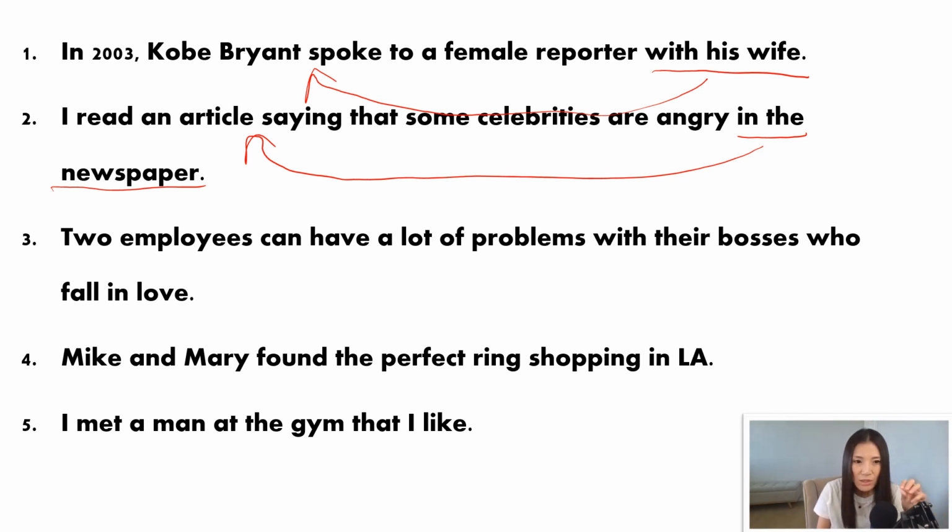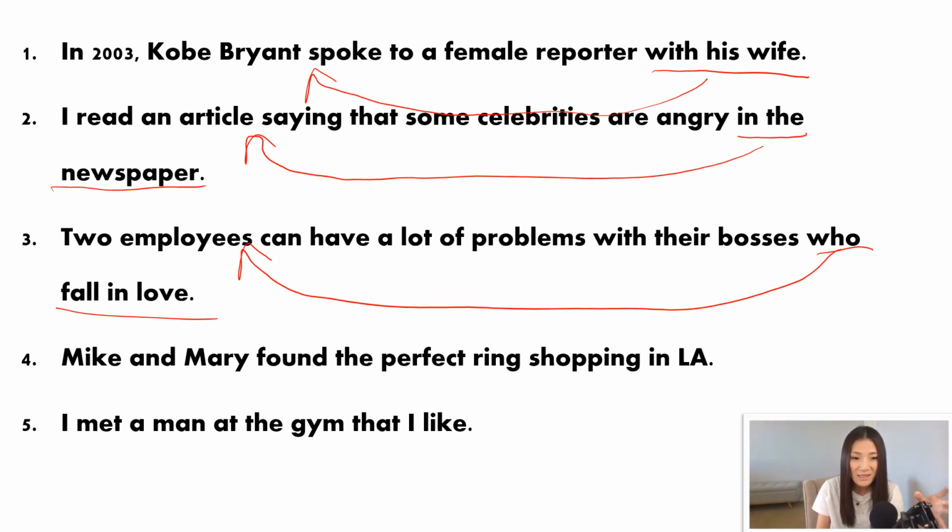Number 3, 2 employees can have a lot of problems with their bosses who fall in love. So this sentence can mean 2 things. Currently, if I leave it the way it is, it means that when you have 2 bosses and they fall in love, your 2 bosses, then the employees can have a lot of problems, which is true, right? Or this person might be saying 2 employees who fall in love, so it's the 2 employees, not the bosses. 2 employees who fall in love can have a lot of problems. So really, the meaning is completely different depending on where you place this clause.